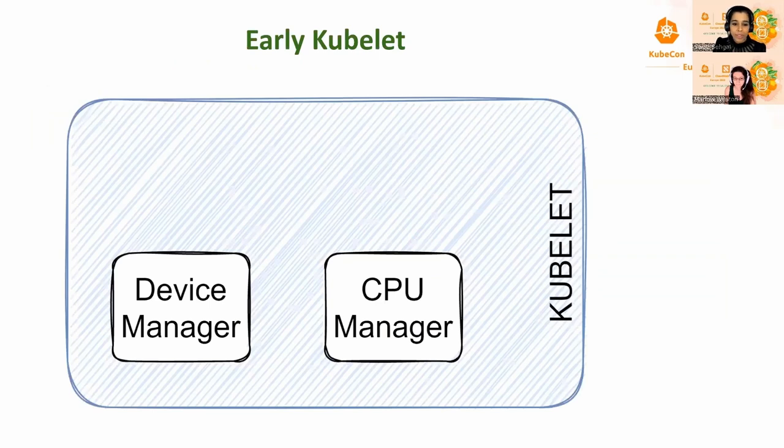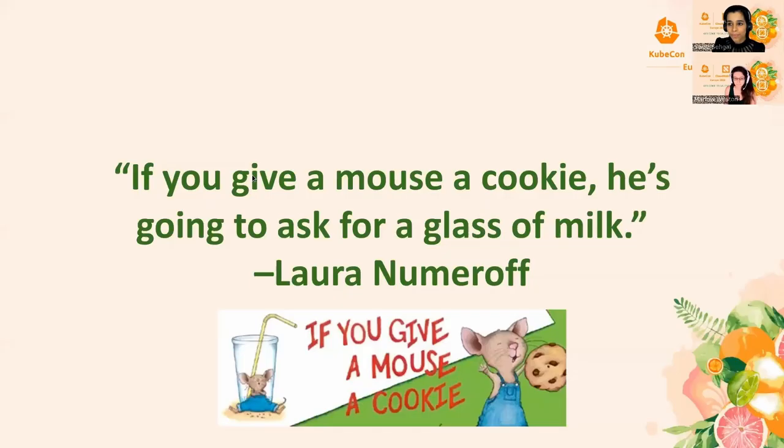So this is how Kubelet looked like from resource management perspective after these features were introduced in 1.8 release. "If You Give a Mouse a Cookie, he's going to ask for a glass of milk" by Laura Numeroff. This is in reference to a children's book, but E. Hashman in a SIG Node meeting used it in reference to users.